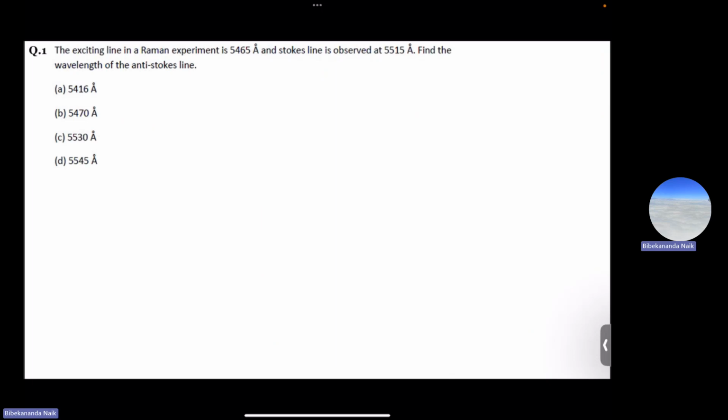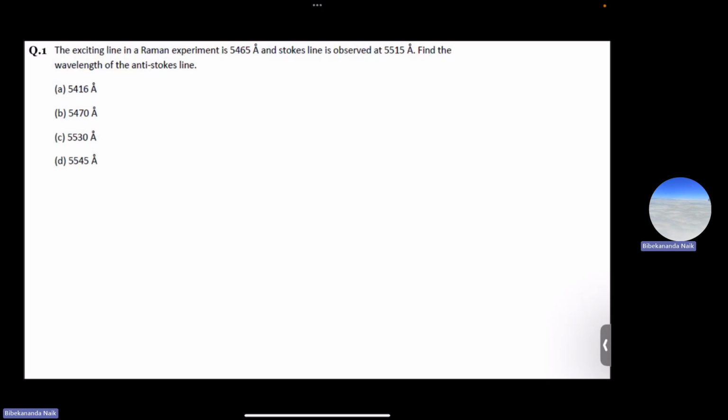Now let's discuss the first problem of the day. The question says: the exciting line in a Raman experiment is 5465 Armstrong and a Stokes line is observed at 5515 Armstrong. Then find the wavelength of the anti-Stokes line. The options are option A, 5416 Armstrong, 470 Armstrong, 530 Armstrong, or 5545 Armstrong. So these are the four options.